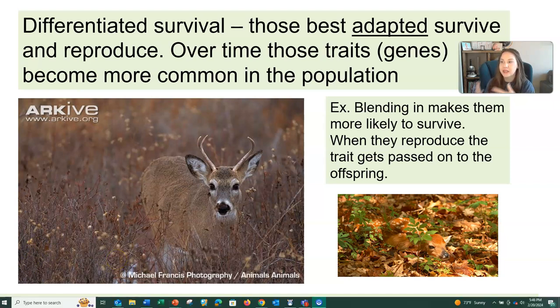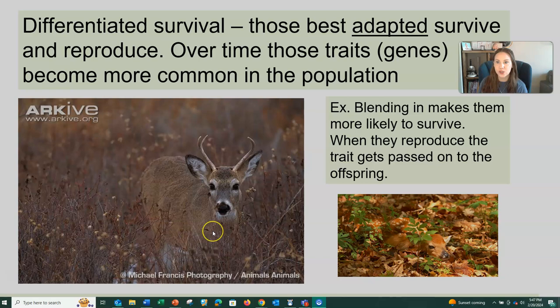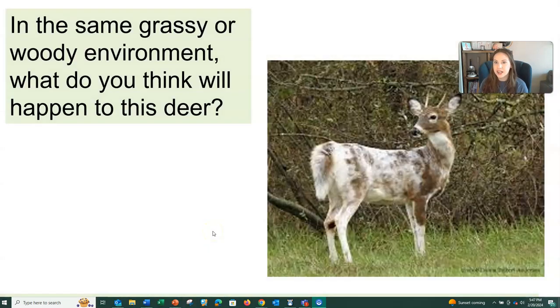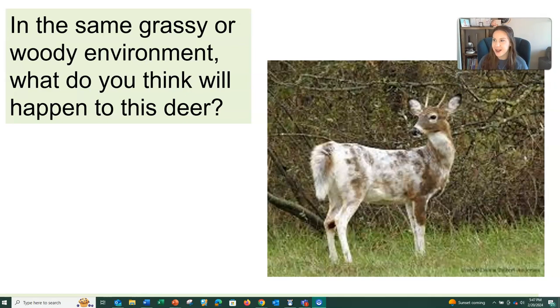So for example, if blending into the environment makes them survive, then they are going to live long enough to have offspring and then pass down their traits to that offspring. When this happens enough, the offspring will eventually have all of the traits that are best useful at helping them survive in their environment. Okay, so if we look at this, if this animal was living in a grassy or wooded environment, what do you think would happen to this deer? Would it live long enough to pass these traits down to an offspring? Probably not. It would probably be picked off by a predator pretty quick.